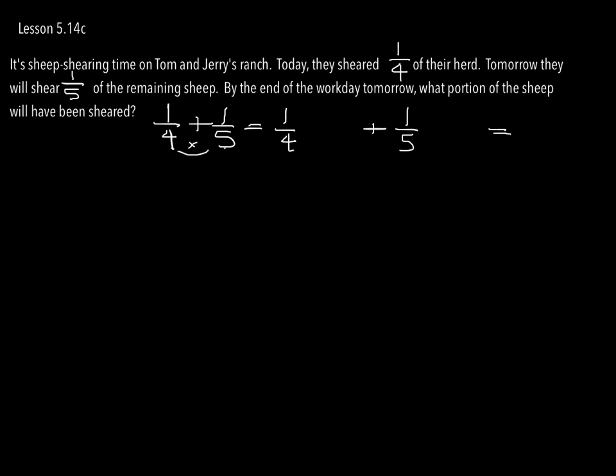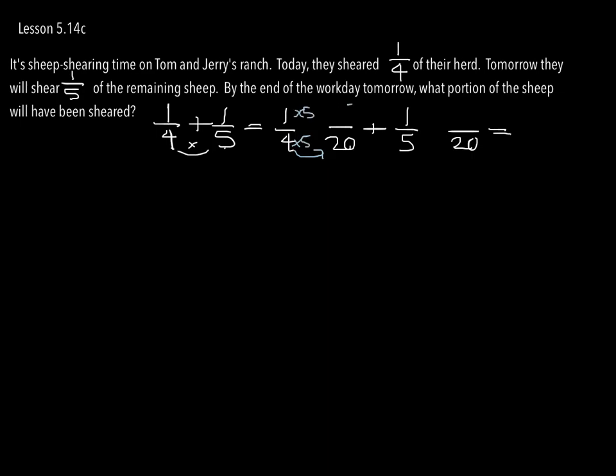So 4 times 5, where do they meet? They're going to meet at 20. At 20. That's their common language. So the question being then, what did we do to 4 to get to 20? Well, we times it by 5. Whatever I do to the bottom, I'm going to do to the top.